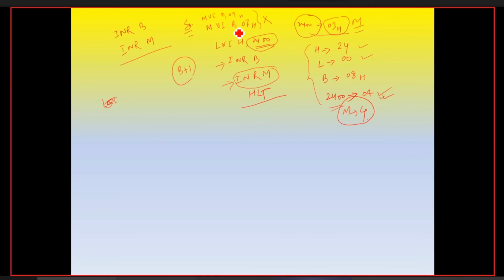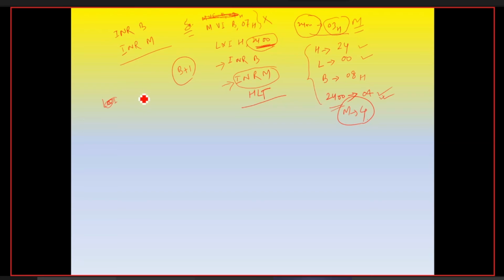07 is the value of register B. This M is content of this 2400 location. Is it clear, Harsh? Yes sir. To all of you, is it clear? Yes sir.